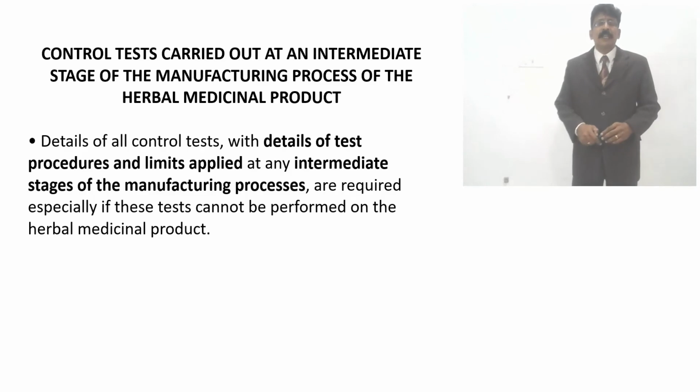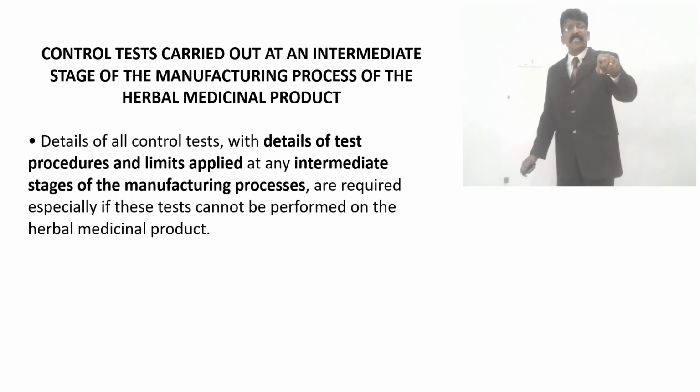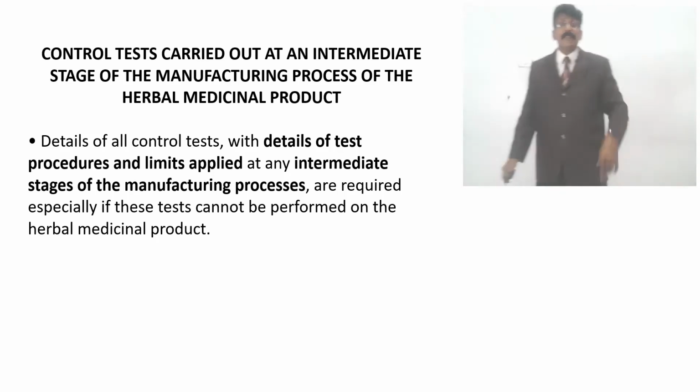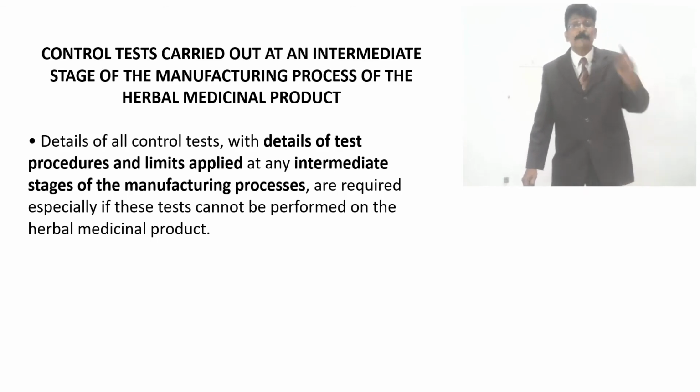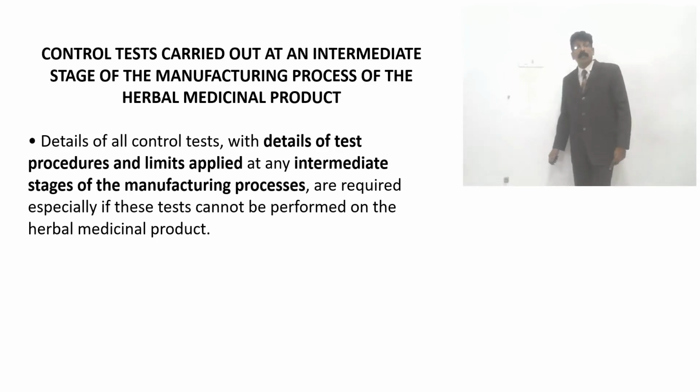3AQ9A. Control test carried out at an intermediate state of the manufacturing process of the herbal medicinal product. Details of all control tests, with details of test procedures and limits applied at any intermediate state of the manufacturing process, are required, especially if these tests cannot be performed on the herbal medicinal products. So, control tests for herbal medicinal products.